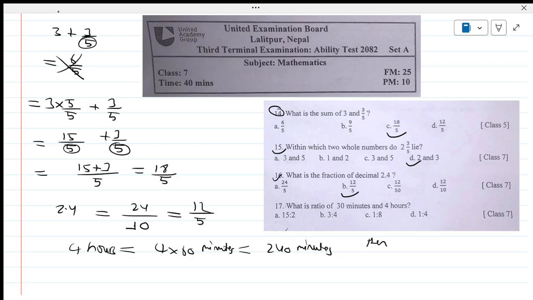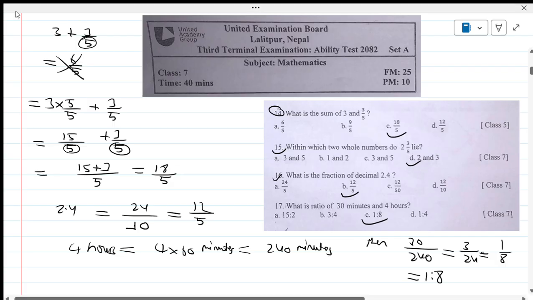After converting 4 hours into minutes, now I can find the ratio. The ratio is 30 minutes divided by 240 minutes. So by 10 first you cancel, 3 and 24, and by 3 you cancel, 3 1s are 3, 3 8s are 24. So the ratio is 1:8. So that is option C. Okay, number 17 is done. Now let's go with another number.